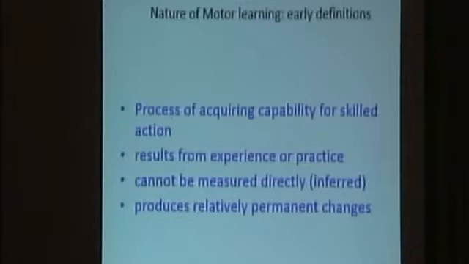And these are definitions coming out of textbooks. It results from experience and or practice. It cannot be measured directly. It's inferred. And this is why it's so hard to research the Feldenkrais method, because people, the bastards, are learning. And how do you measure learning? It's really hard. You can only see a behavior change, and then it's which behavior is going to change? We don't know. And learning produces relatively permanent changes if there is learning.